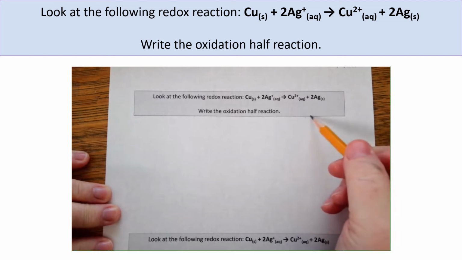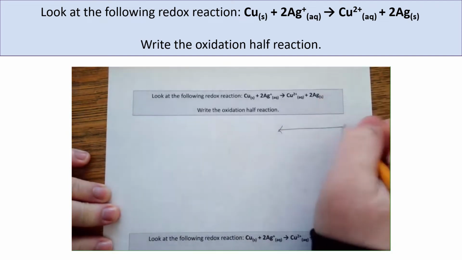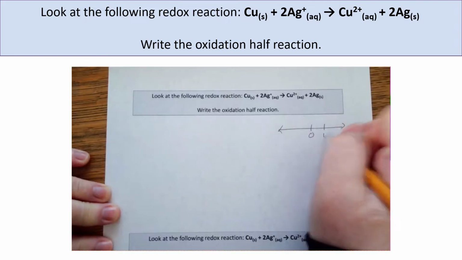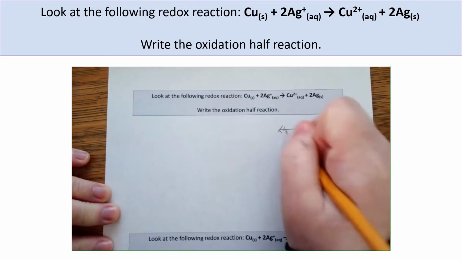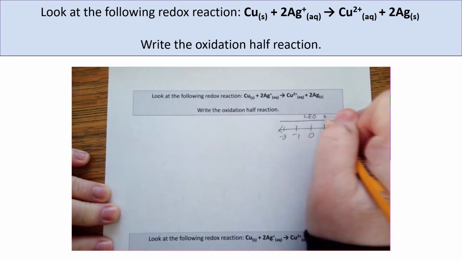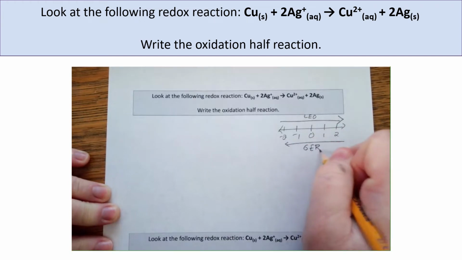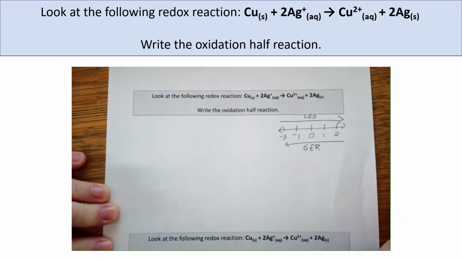All right, I'm going to do this question right here. Write the oxidation half reaction. So that I don't forget, I'm going to do this very quickly. Make a very quick number line. Going this way, Leo, or oil. Going this way, Gur, or rig.